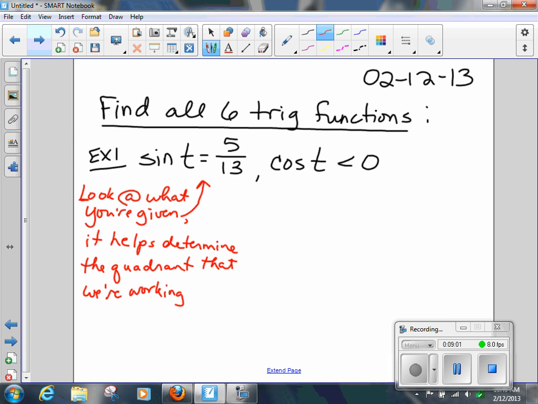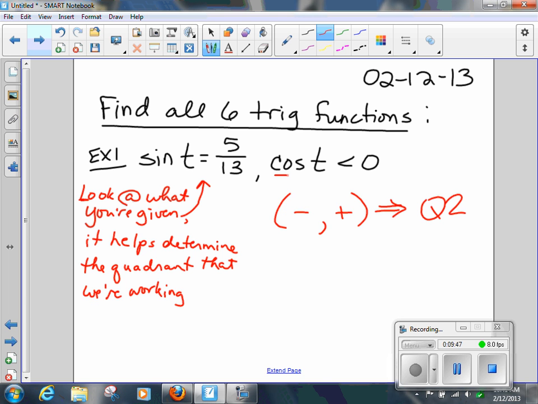What do you notice about the sine value? In general, what do you notice about the sine value? It's positive. The sine value is positive. I'm not even really concerned about the value of it yet, but I am concerned about generally the sign. What is the sign of the cosine value? Negative. How do you know that? Because it tells you it's less than 0. If your ordered pair is negative, positive, which quadrant are we working in? Think. Up here, right? It's in the second quadrant.